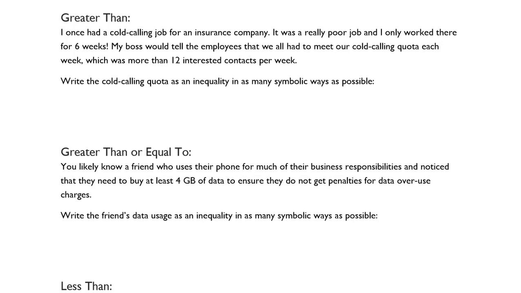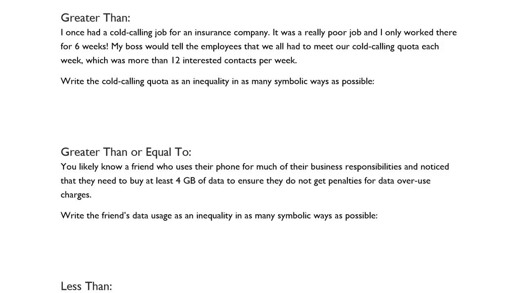Let's go ahead and start with the greater than scenario, and I'll go ahead and read the situation here. Once I had a cold calling job for an insurance company, and it was a really bad job, and I only worked for about 6 weeks with the company, but my boss would tell the employees that we all had to meet our cold calling quota. If you're not familiar with cold calling, it's where you have to call people in the phone book and hope that they like your product enough to be interested.